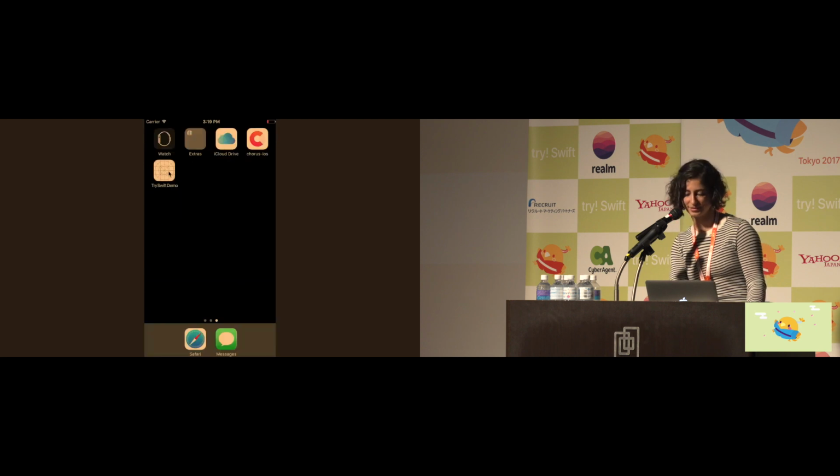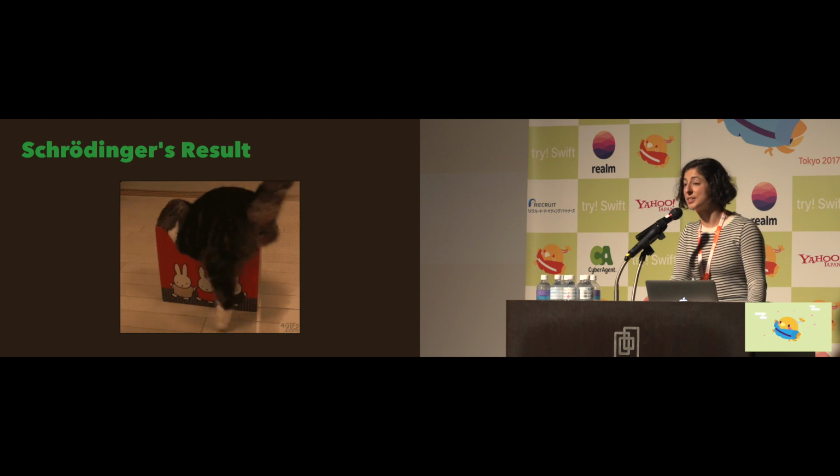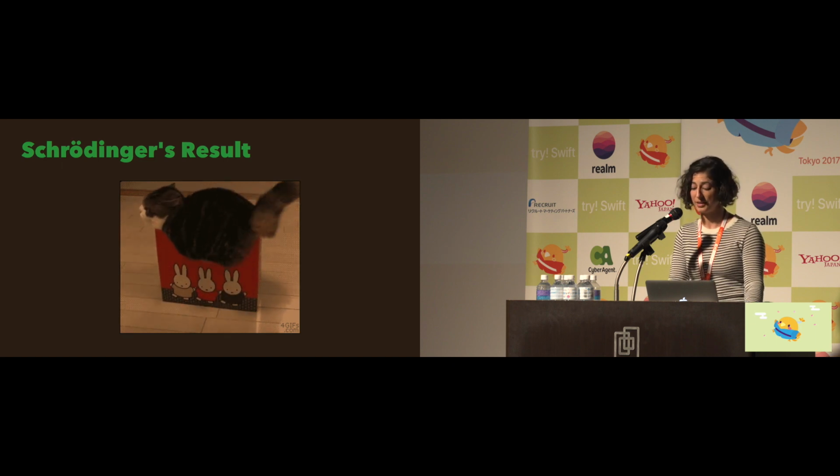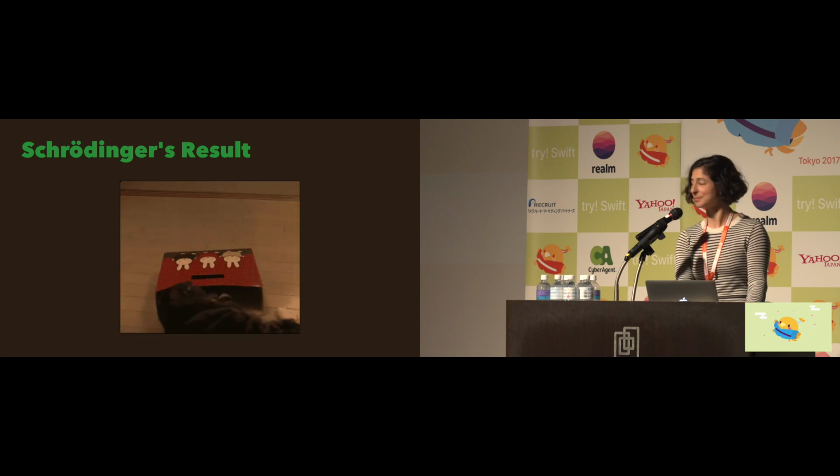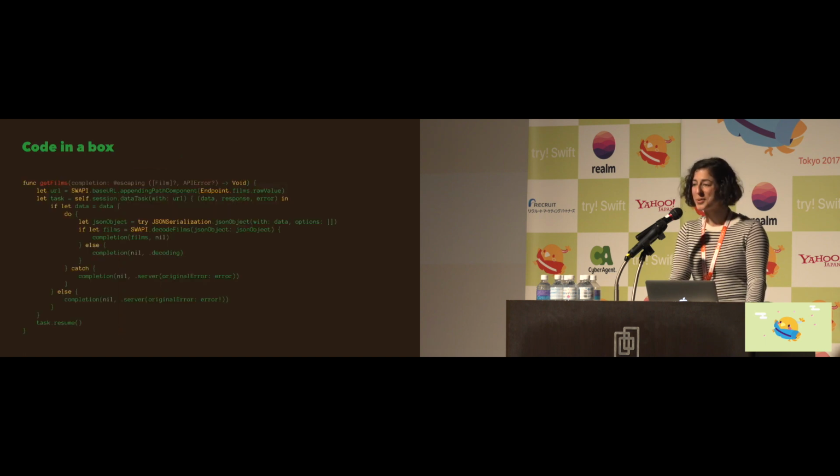All right. And now I'd like to dive into the first story, or our first tale, and I call this story Schrodinger's Result. If there is one pattern that is tried and true in everyone's apps, it's getting our data from the back end. And here is some pretty standard data-getting code that you've probably all written at some point.